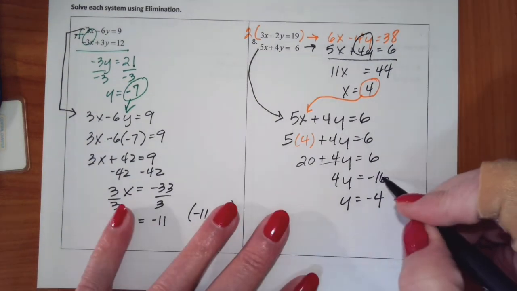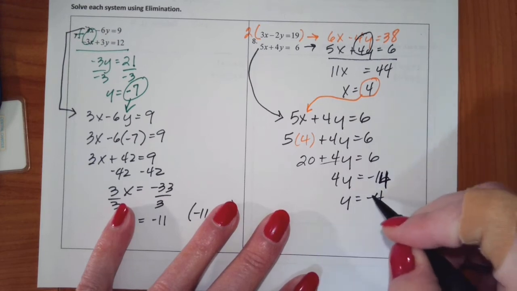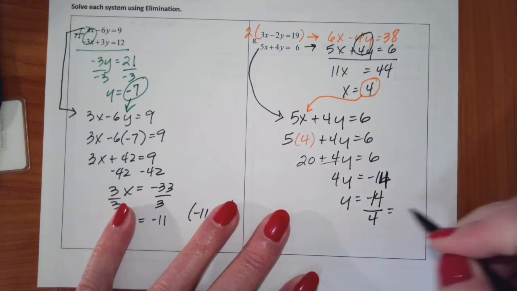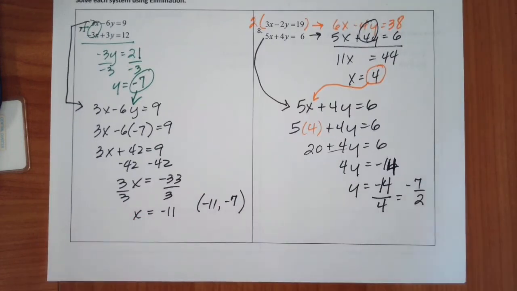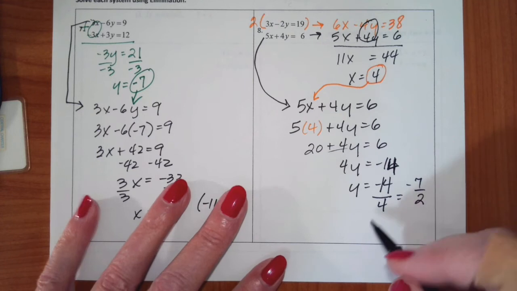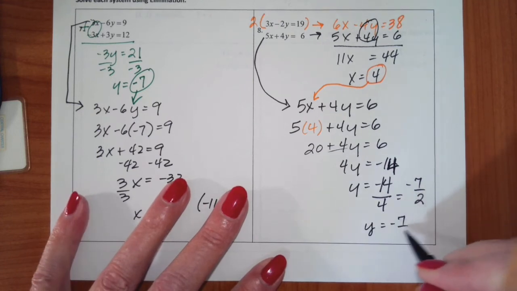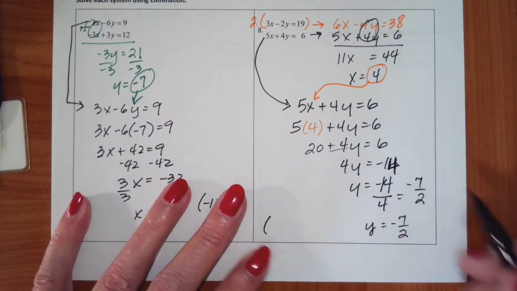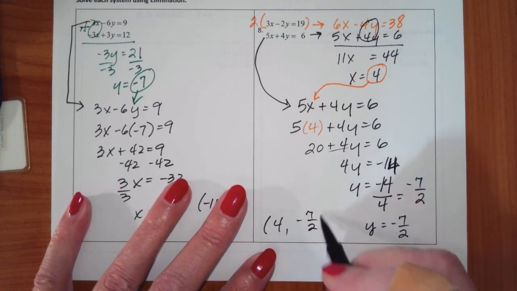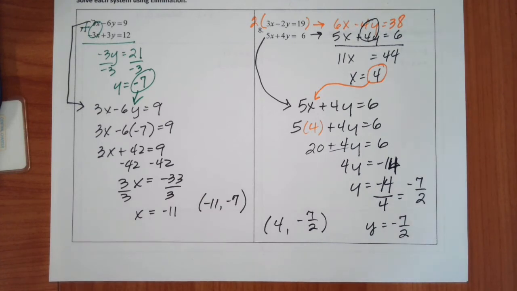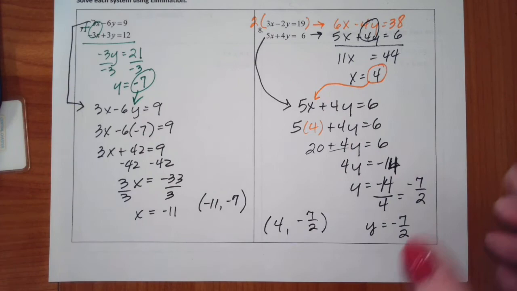Oops, except this is negative 14. So this is negative 14 over 4, which is negative 7 over 2. Okay, so y is negative 7 over 2, and I can write my solution as 4, negative 7 over 2. Okay, a couple more examples and then we shall be done.